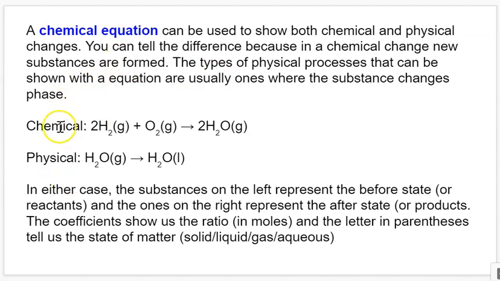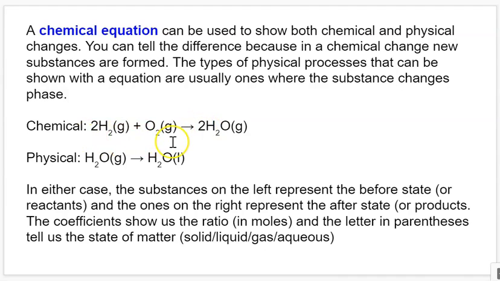So let's look here for a chemical example. We have hydrogen gas combining with oxygen gas to make water vapor. We have two substances making a new substance. Whereas for the physical version here, I have water vapor condensing into liquid water. So the water is staying the same, it's just changing its state of matter. But in either case, substances on the left represent a before state, which we call the reactants, and the ones on the right represent the after state, which we call the products.